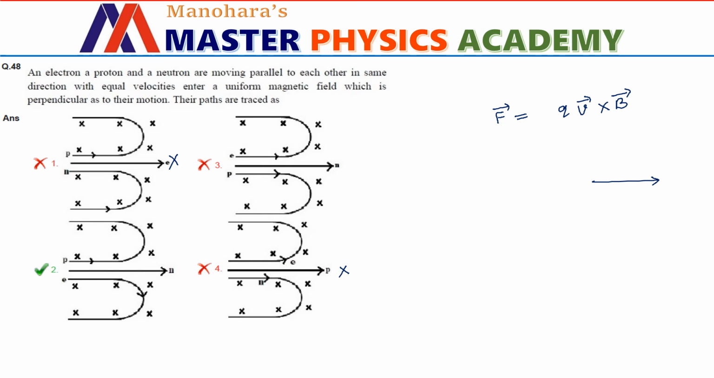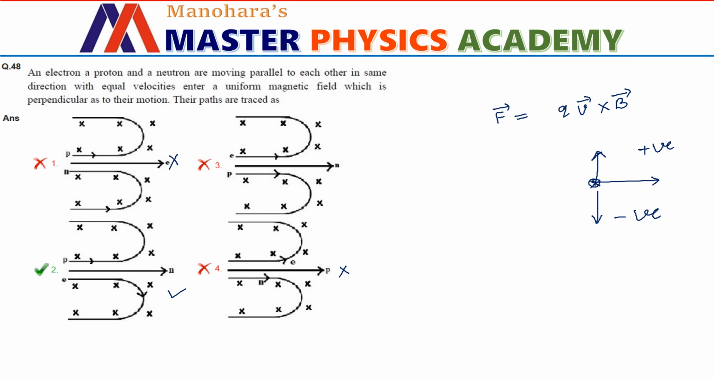So v is towards the right, okay, you can watch your screens. It is towards the right, and B is into the plane of the screen. Then when you curl from v to B, you will get the direction upwards. That means a positively charged particle will deviate upwards and a negatively charged particle will deviate downwards. So that is the option we should look for. Option 2 clearly depicts this situation, hence that is the correct option.